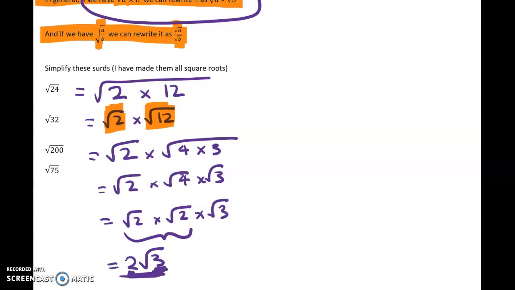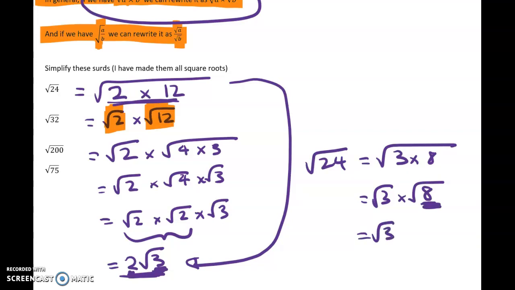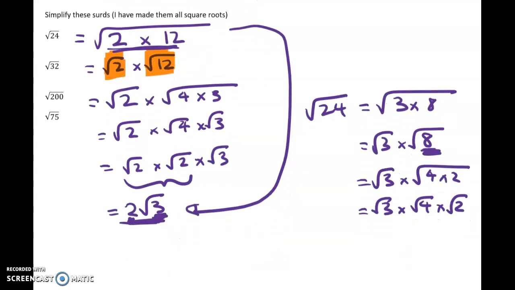Okay, so that was a really, really long way to go with that question on Route 24. I'm wondering if you can spot a faster way to get from here down to here, so we didn't have to pick 2 times 12. Now I'm going to pick something else stupid and see if that works. So the square root of 24 is equal to the square root of 3 times 8, and that equals the square root of 3 times the square root of 8. But we can do a factor pair on 8 of 3 times 4 times 2, which is the square root of 3 times the square root of 4 times the square root of 2, and again we get this.